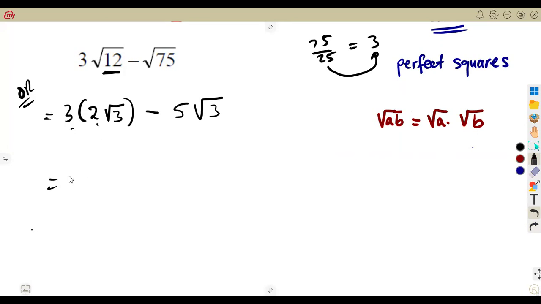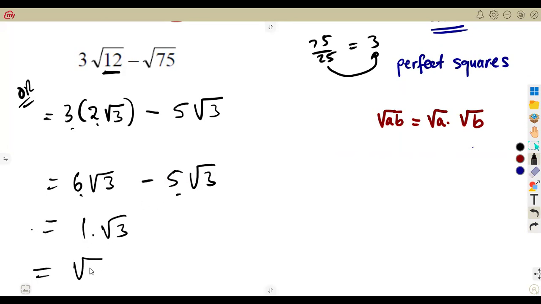All right, let's multiply 3 times 2, that's 6 square root of 3, minus 5 square root of 3. As we had before, 6 minus 5, that's 1 square root of 3, which is same as the square root of 3.